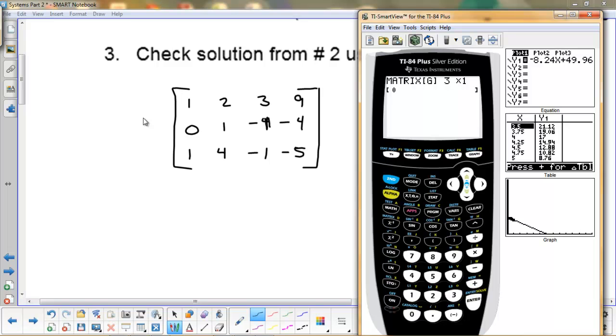So that's 3 by 4. Now I'm just going to type in everything I see and go ahead and fill this all in. 1, 2, 3, 9.